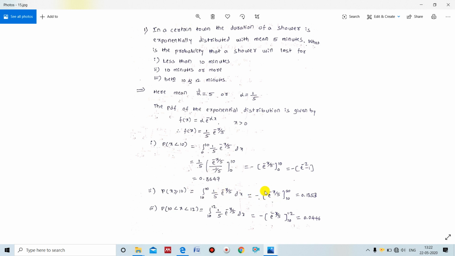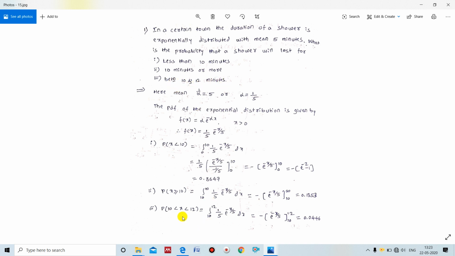As before, the integration gives minus e raised to minus x by 5, with limiting points 10 and infinity. If you put infinity, the value is 0. If you put 10 and simplify, we get 0.1353. The probability that the shower will last 10 minutes or more is 0.1353. That is the second question.